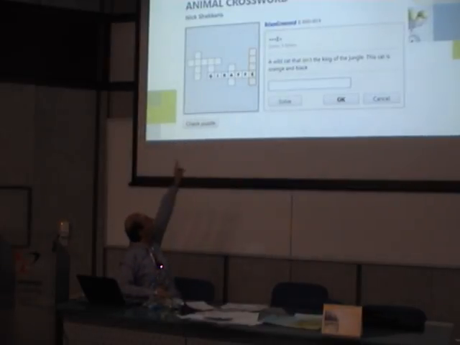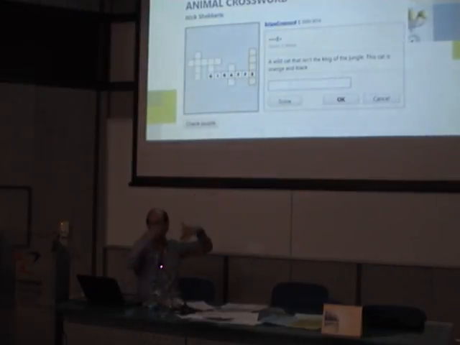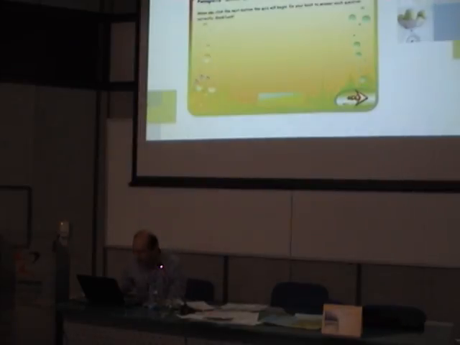And then they've clicked on the other link, the word going down: a wild cat that isn't the king of the jungle. This cat is orange and black, and it gives them the letter E up the top, so they can guess. Eclipse crosswords, a really fun way if you like doing crosswords. Free piece of software, very easy to use. And once you've created the crosswords, they're there for life.